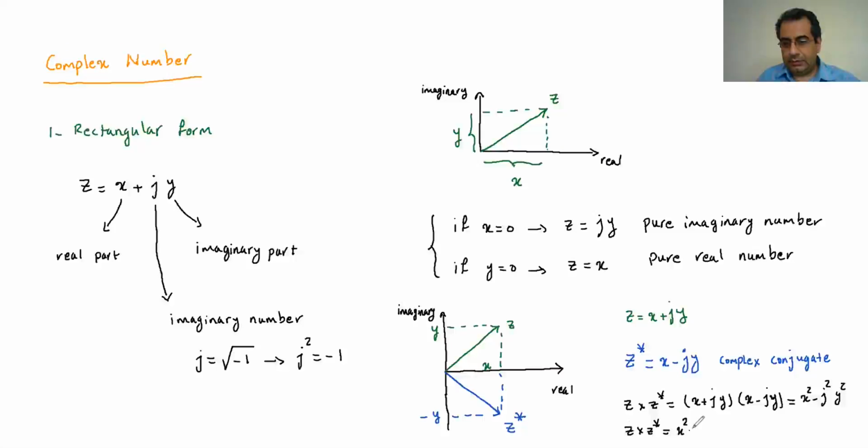X squared plus y squared is the length of that vector to the power of 2. So if I say the length of that arrow is the magnitude of z, then the length of this one is going to be the magnitude of z as well.